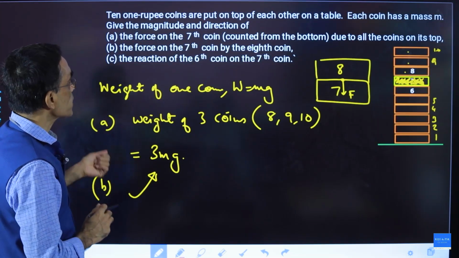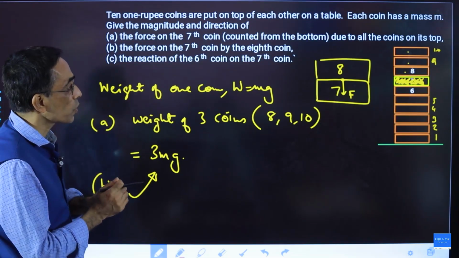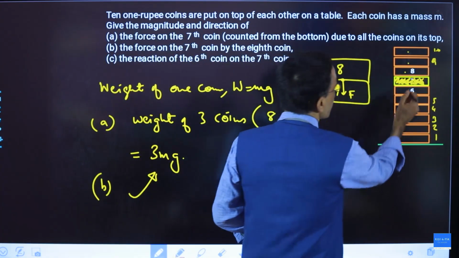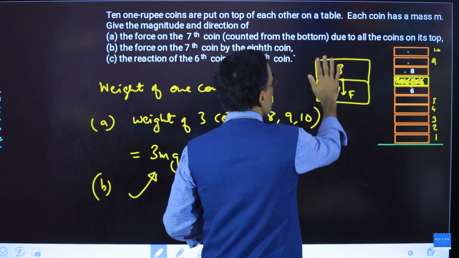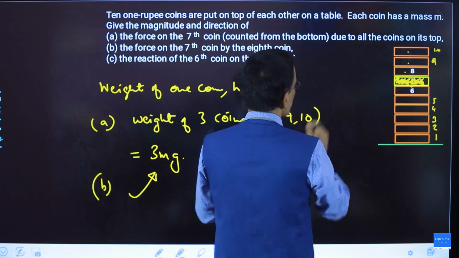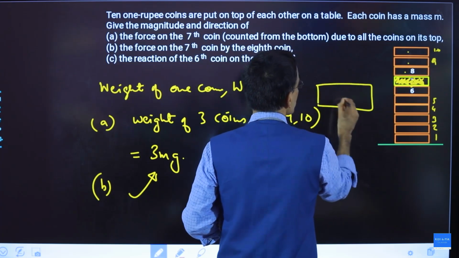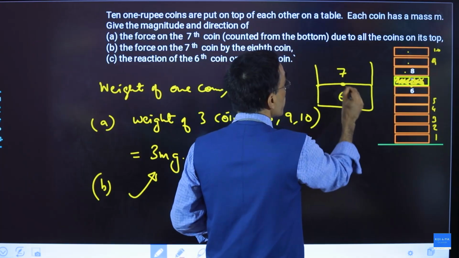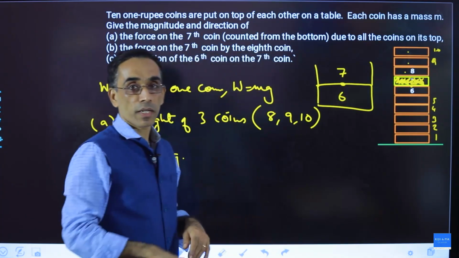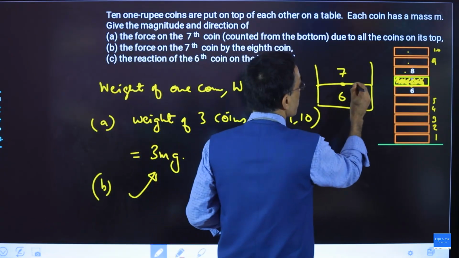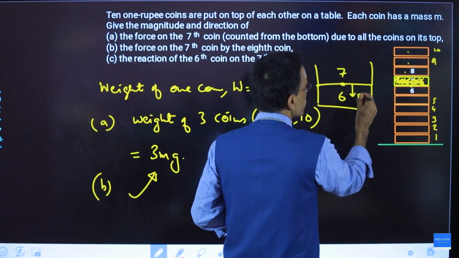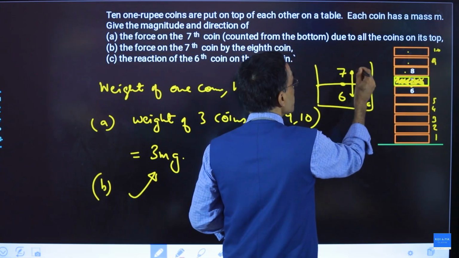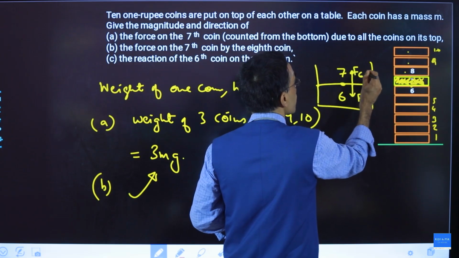Okay. Last one, the reaction of the 6th coin on the 7th coin. I'll do here 6th coin and 7th coin. This is the 6th coin and this is the 7th coin. And the 7th coin is pressing the 6th coin by a particular amount of force. Let us call this F7 on 6. And there will be an equal force which is F6 on 7.